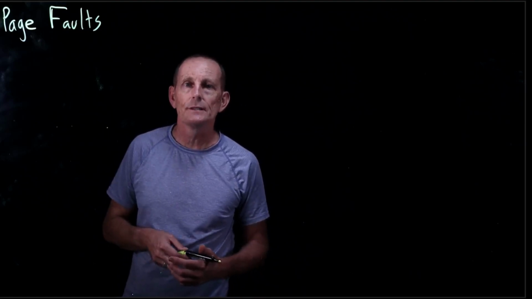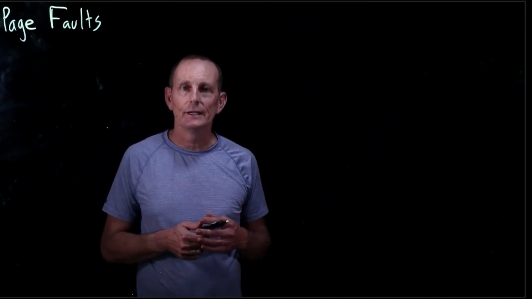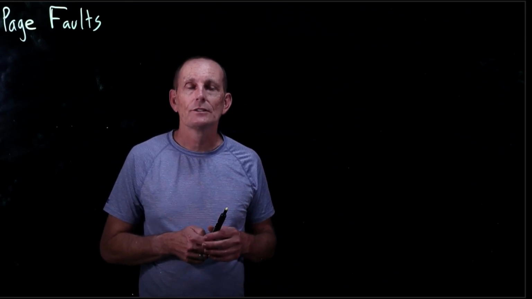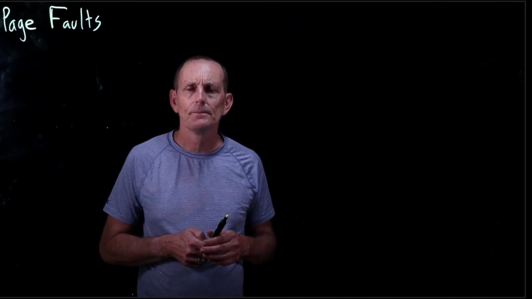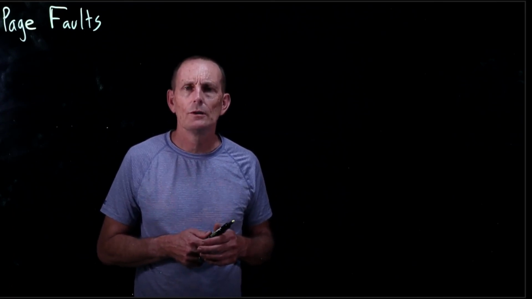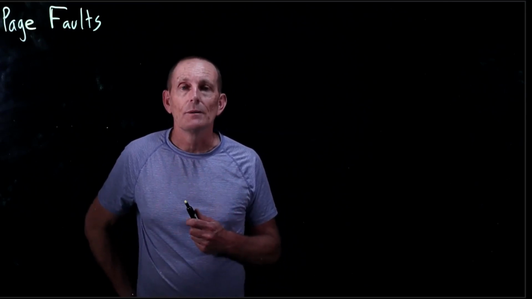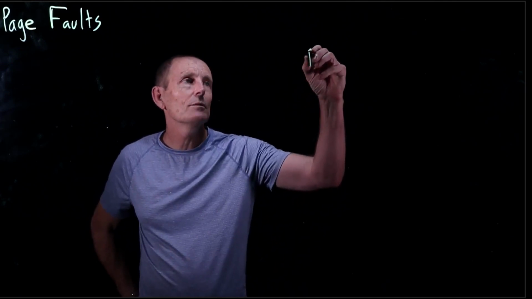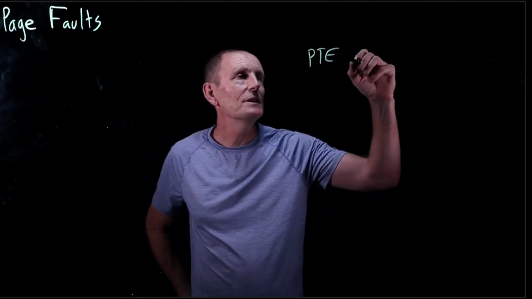Let's talk about what a page fault is. A page fault is when there's some problem in converting a logical address to a physical address. So what could go wrong? Well, let's think of what might go wrong. It might be that the page table entry is invalid. So the associated page table entry doesn't have the P bit set.